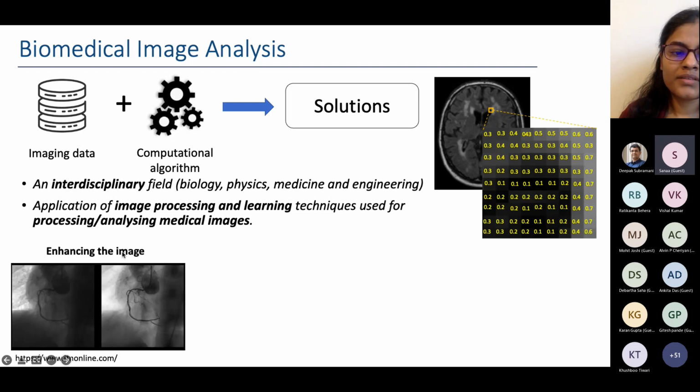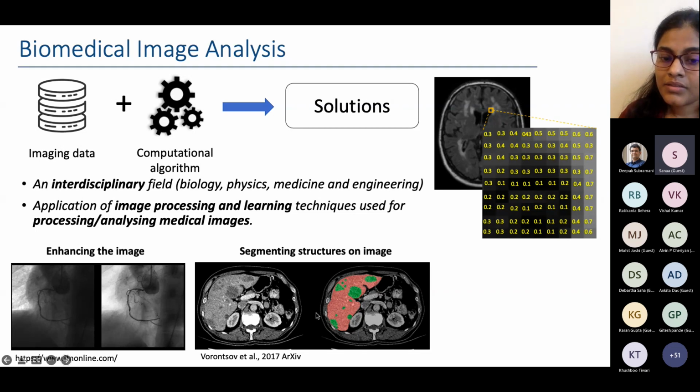For example, if you enhance the image, what we see here is blood vessels and some organs, but what the computer sees is basically the values in these areas. So if you increase the contrast, adjust the intensity values, you will be able to see the structures properly. So that's what we call enhancing the image.